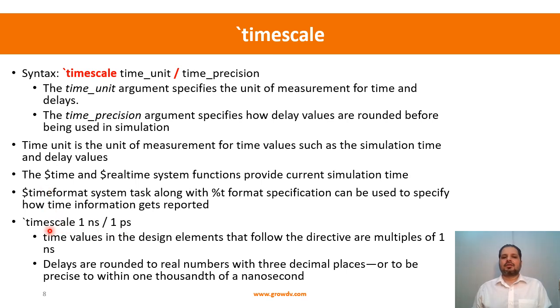Quick example: `timescale 1ns/1ps. The time scale in the design element will now follow a directive that it will always be a multiple of 1 ns. So if I say #5 somewhere, then it will be #5 ns. So that's how it gets used. And then delays are rounded to real numbers with 3 decimal places in this context, or to be precise, they will be 1,000th of a nanosecond, because we have set the precision as 1 picosecond. So that's how the `timescale directive gets used.